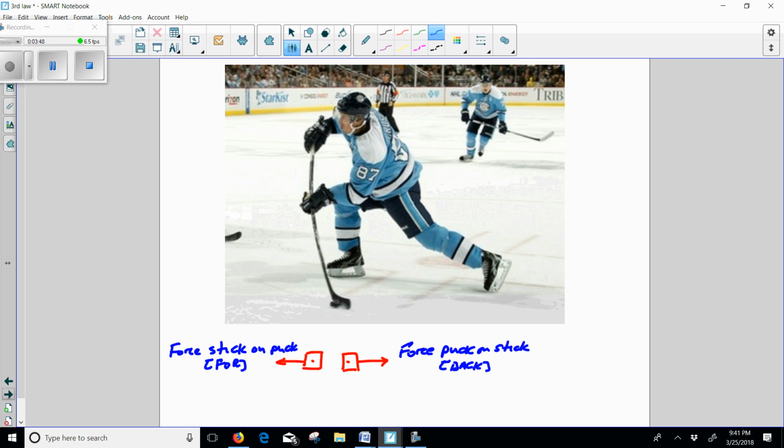Let's look at the next example. How about a hockey puck and hockey stick? Like before, we've got two objects. This would be the puck. The hockey stick is going to be exerting a force on the puck forward. Then when that happens, you feel a little bit of recoil on the stick, and that recoil is because the puck exerts a force exactly the same size backwards on the stick. That's why the player will feel the shot.